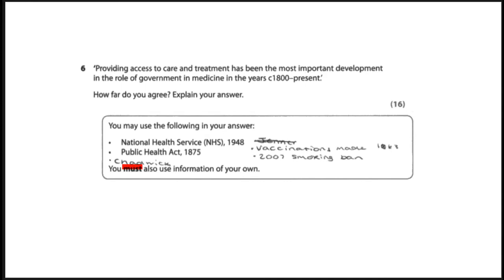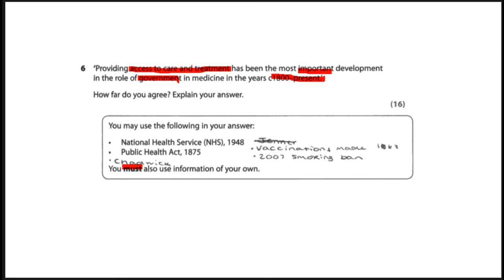So it says providing access to care and treatment. Okay, that's the crucial thing. Providing access to care and treatment is the most important development. It's the most important thing that government did in medicine in the years 1800 to the present. So we've got to think straight away, what is it asking us to do? It's asking us to assess the idea that providing access to care and treatment is the most important thing that the government did.